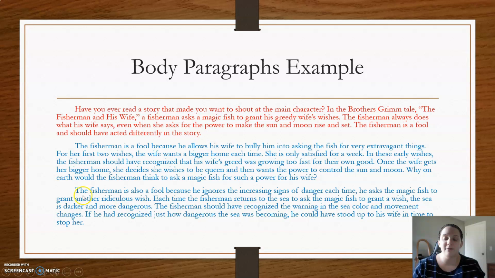My second paragraph was, the fisherman is also a fool because he ignores the increasing signs of danger each time he asks the magic fish to grant another ridiculous wish. So those were both my explanations of why I think the fisherman is a fool. Then I go into each paragraph giving text evidence, something from the text that supports that explanation. And again, you have to write two.